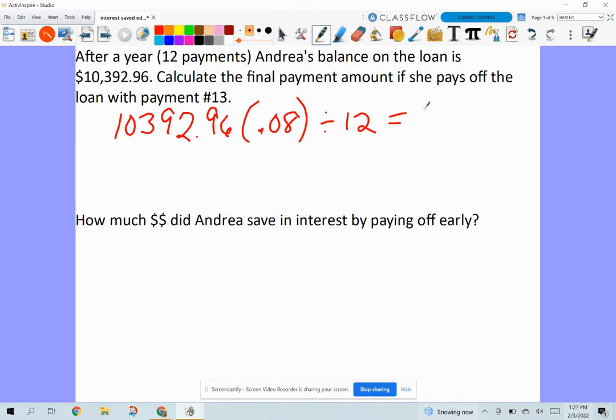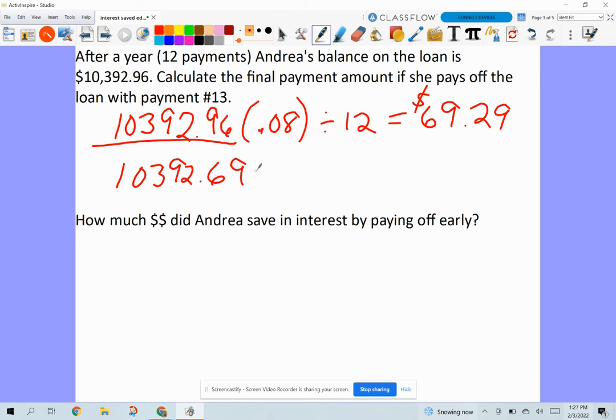Okay, so that comes to $69.29. That's the interest for that last month on $10,392.96. So her final payment is going to be this, $10,392.96 plus the $69.29. So plus, I got $10,461.98.